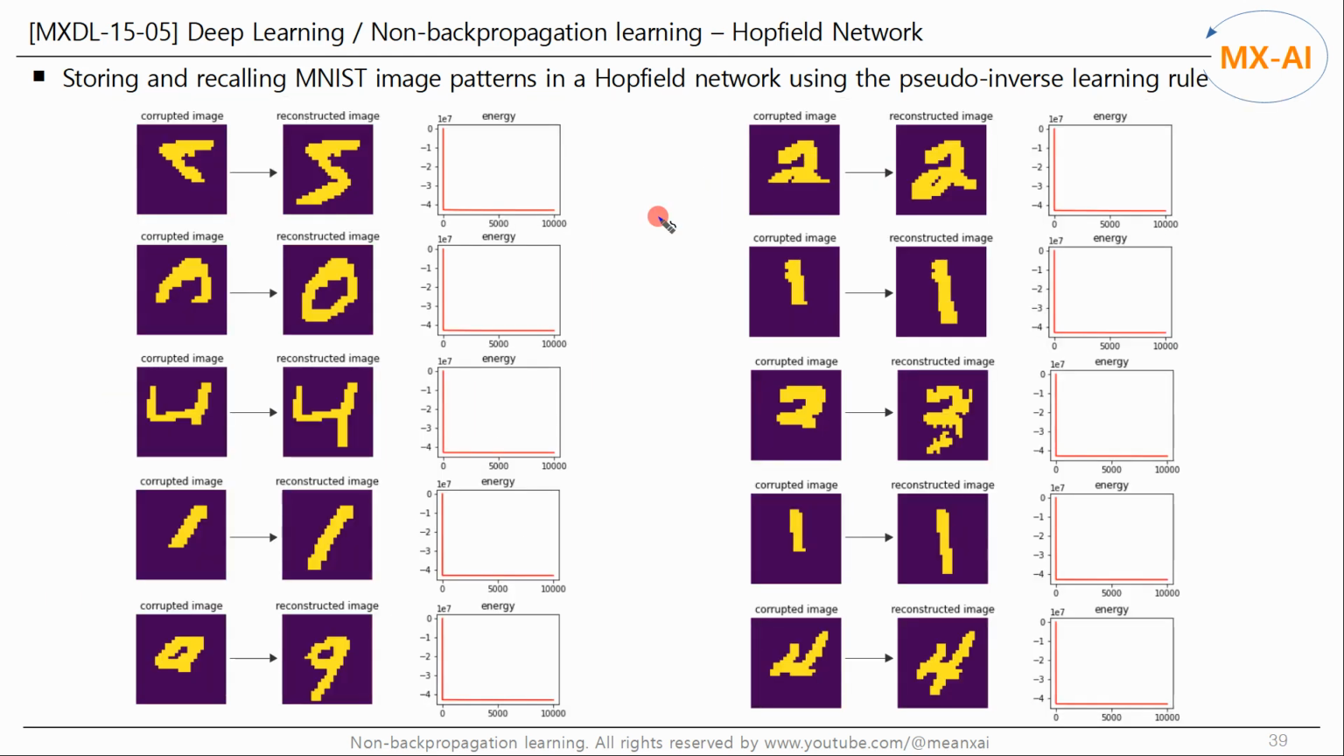Let's check the results. You can see that all the corrupted images have been successfully reconstructed. The energy of each image is also significantly reduced. We can see that using the Hebbian learning rule, the Hopfield network could only store 2 MNIST images. But using the pseudo-inverse learning rule, it could successfully store more than 100 image patterns.